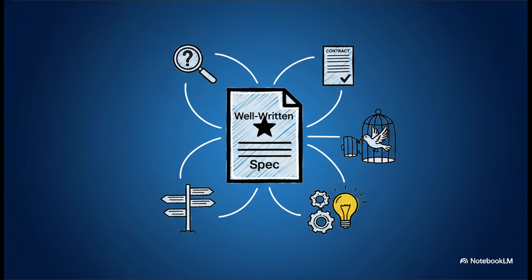So why does all this matter so much? Well, because when you get this right, you've clearly defined the problem. You've created a testable contract for what success actually looks like. You've preserved creative freedom. You've stopped yourself from getting locked into one solution way too early. And because of all that, you've created the perfect environment for true innovation to flourish.